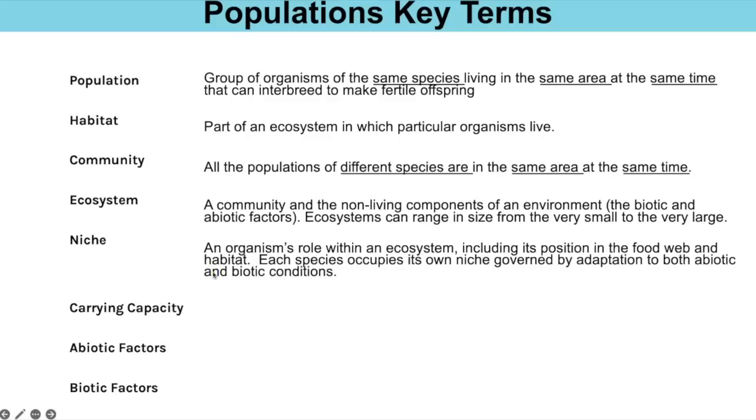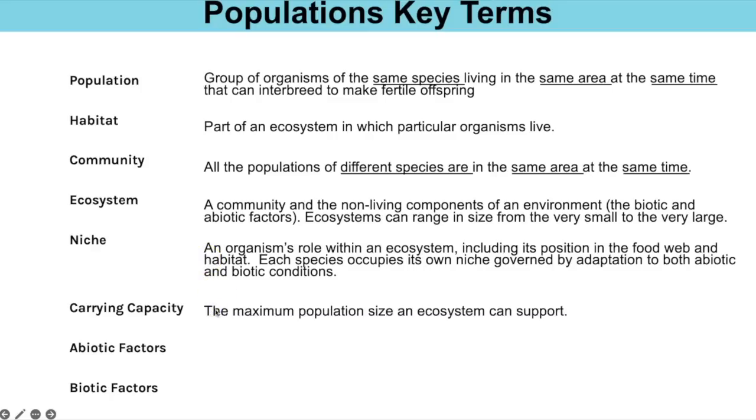Niche is often a 2 mark definition as well. So it's an organism's role within an ecosystem, including its position in the food web, but also its habitat. And it's normally split as it's an organism's role within an ecosystem, and then the second mark is also the habitat. Each species occupies its own niche, and no 2 species can occupy the same. And if they do try, then that's when you get competition, and one species will eventually be outcompeted.